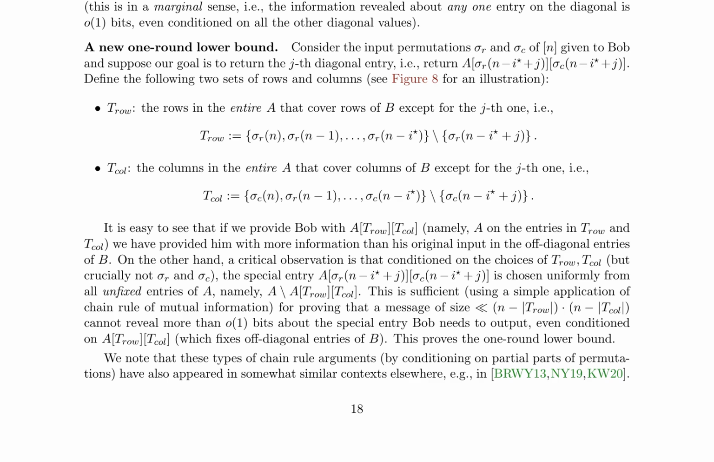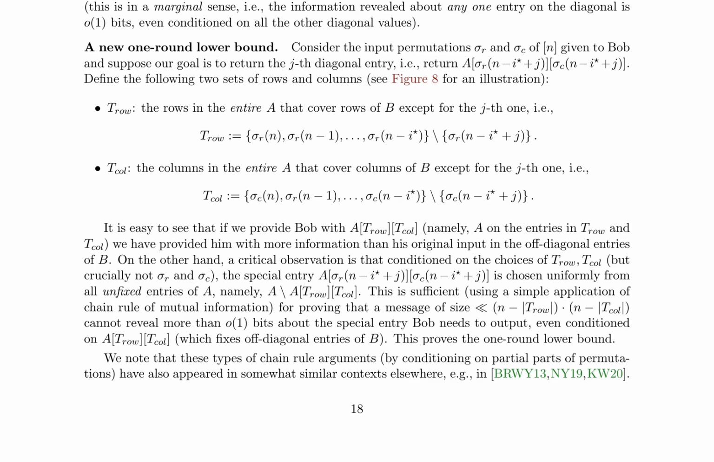The author's novel idea is to provide a new proof that addresses the limitations of the original proof in DK20 and shows that none of the diagonal entries of B can be revealed by Alice's message. The significant finding is that a message of size much less than (n-|T_row|)(n-|T_col|) cannot reveal more than 1 bit about the special entry Bob needs to output. This result has implications for the hardness of instances in challenge 2.